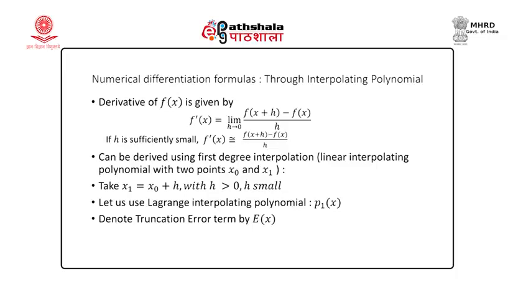We know the derivative f'(x) is given by the limit as h tends to 0 of [f(x+h) - f(x)]/h. This is the definition of the derivative of a function. So, if h is sufficiently small, then we can approximate the derivative by this ratio. The numerator is the difference of function values at the point x+h, which is the neighboring point of x, very near to x, minus f(x), and we divide this difference of the function values by h. In an approximating sense, the value of this ratio can be taken as the estimate for the derivative of f. This is what we get intuitively.